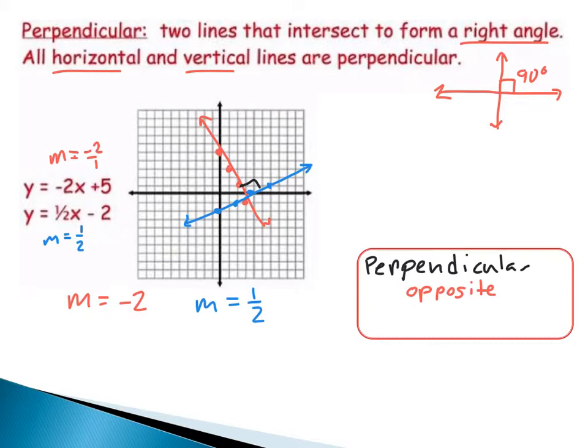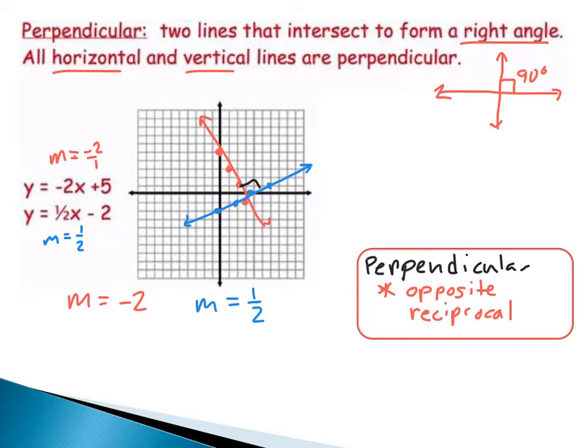And now notice the numbers. I have 2 and 1 over 2. Well, what do we call those when all of a sudden you have 2 and then 1 over that number? Well, if you remember back from early in your year, that is known as a reciprocal. So here, perpendicular, the slope is going to be an opposite reciprocal. Make sure you write that down.